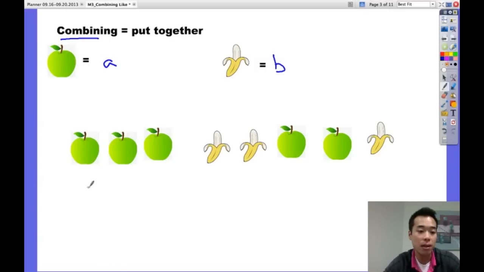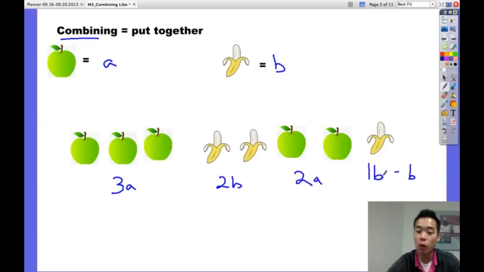On the screen right here, I have 3 apples. Remember that multiplying is the shortcut for adding the same variable or the same number over and over. So instead of writing 1 apple plus 1 apple plus 1 apple, I'm going to say 3a. Here I have 2 bananas, so that'll be 2b. 2 green apples, 2a. 1 banana is 1b. Sometimes in math we just write b. Remember, every variable that stands by itself also has a 1 as a constant, a number in front of it.